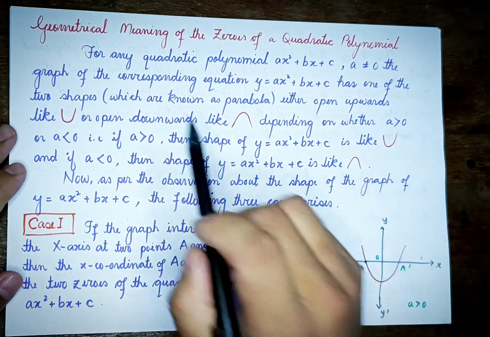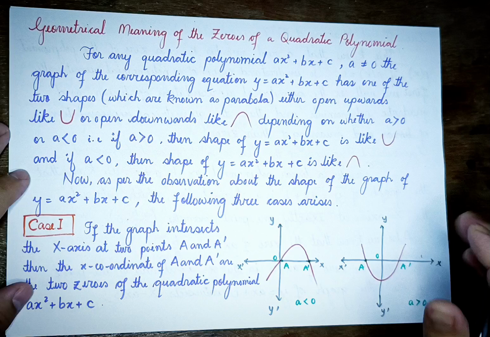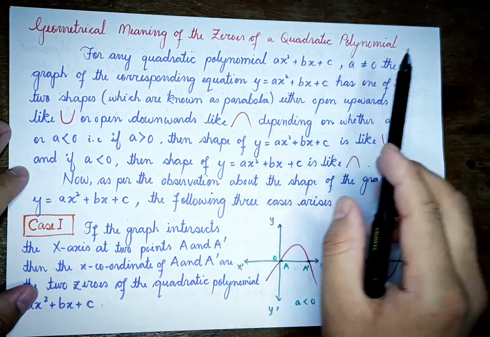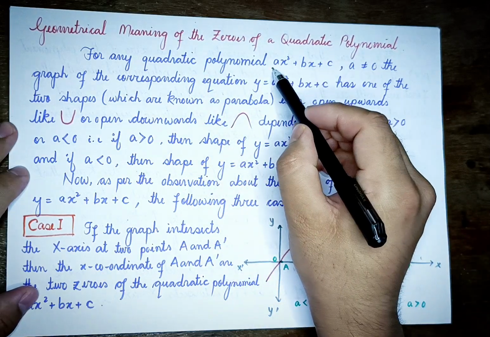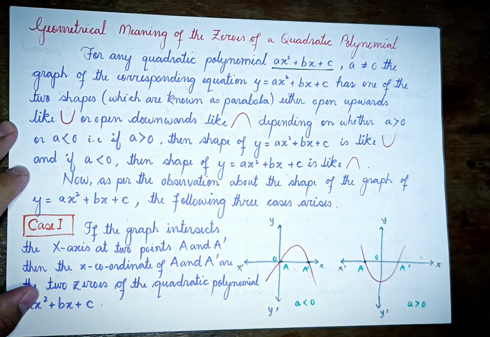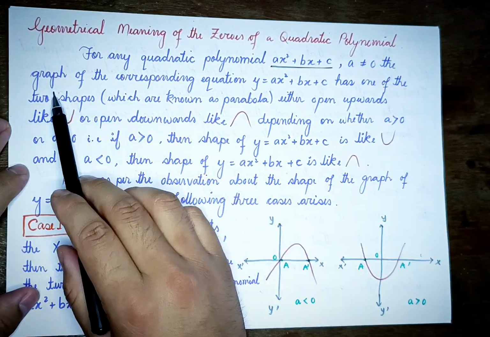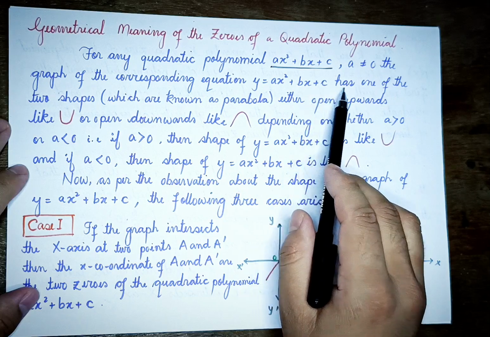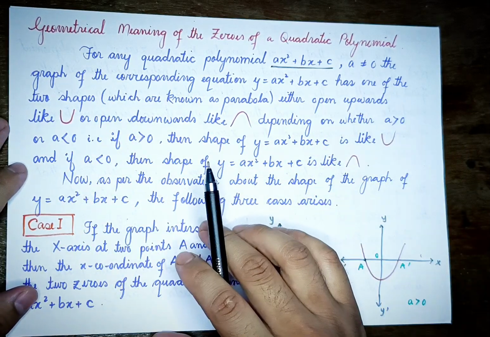Next is the geometrical meaning of the zeros of a quadratic polynomial. For any quadratic polynomial ax squared plus bx plus c, where a is not equal to 0. We know that for a quadratic polynomial, this a must not be equal to 0. The graph of the corresponding equation y equal to ax squared plus bx plus c has one of two shapes.